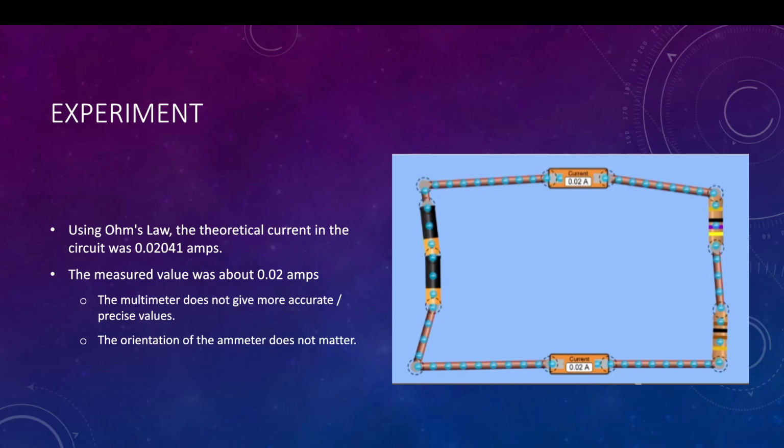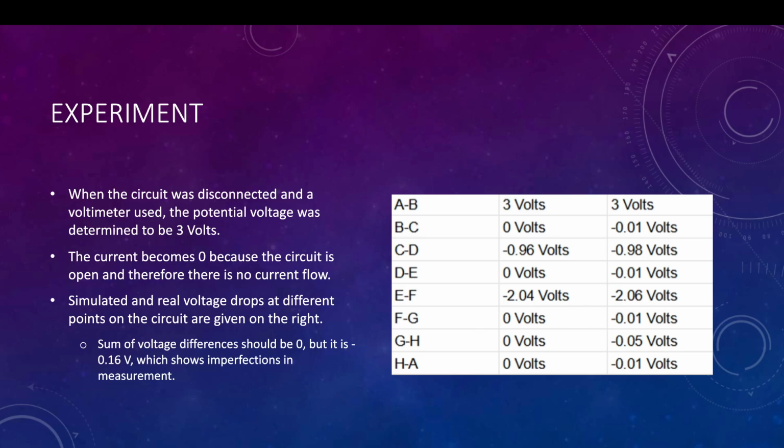Using Ohm's law, the theoretical current in the circuit was 0.02041 amps, and the measured value was about 0.02 amps. The multimeter does not give more accurate or precise values beyond the second digit, and we also found that the orientation of the ammeter does not matter. When the circuit was disconnected and a voltmeter used, the potential voltage was determined to be 3 volts. The current becomes zero because the circuit is open and therefore there is no current flow.